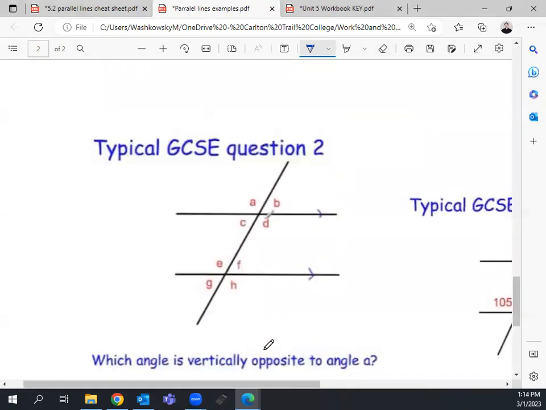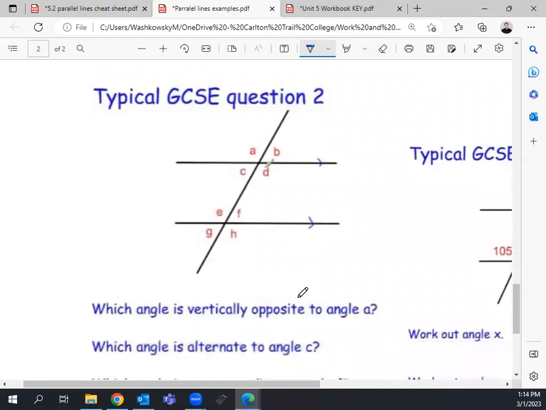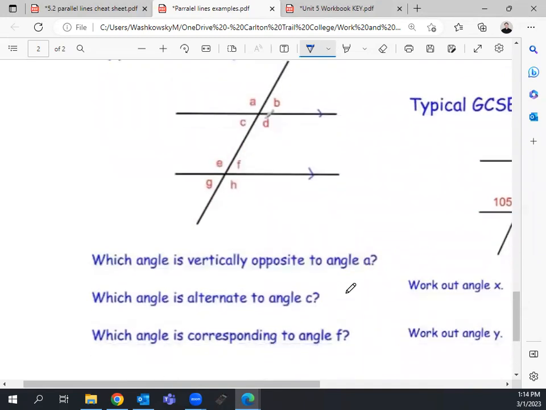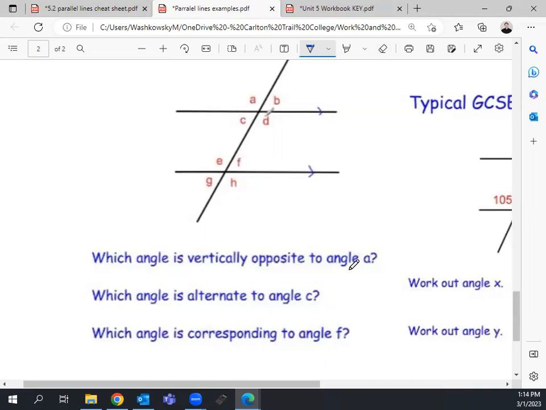Question 2, in this case, it's not actually asking to find angles, it wants you to find the letters that are correct with each other. So which angle is vertically opposite from angle A? D, right? Vertically opposite. Well, we have an X. What's opposite of A? D. You're right.